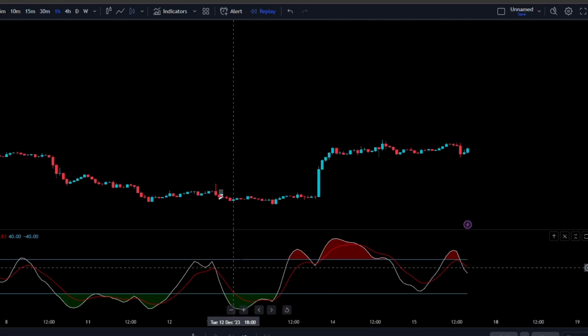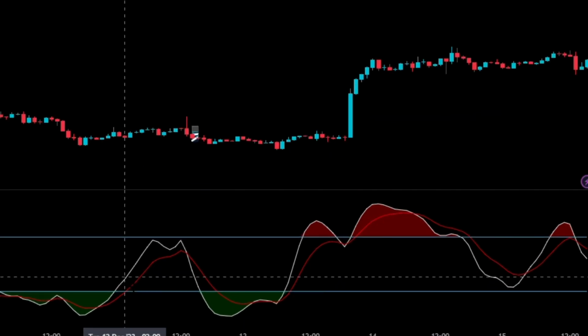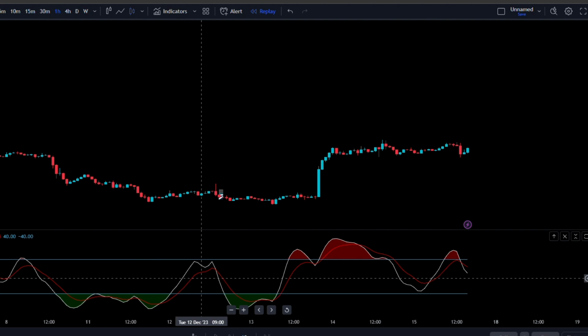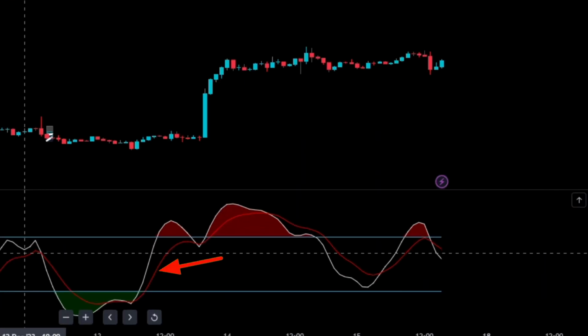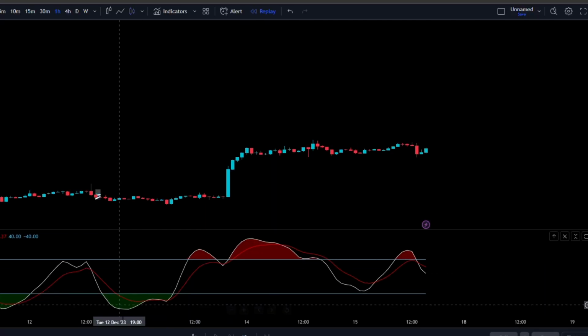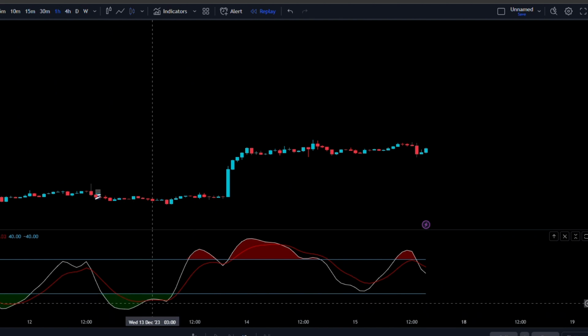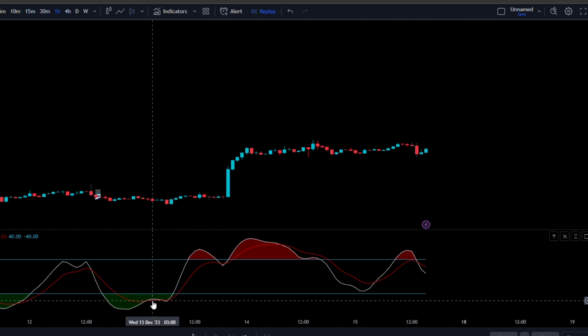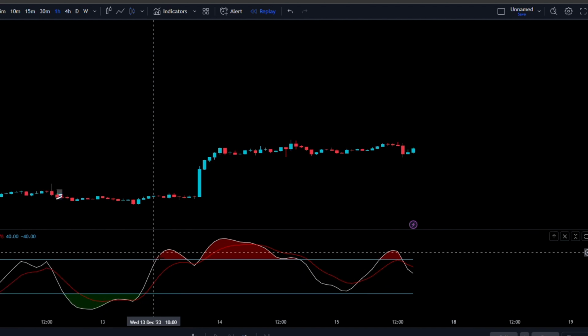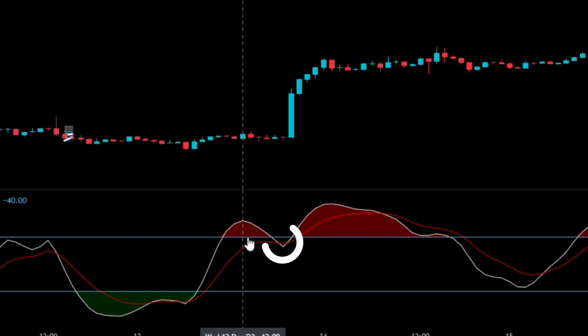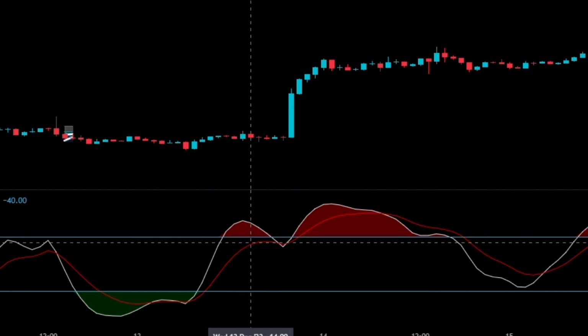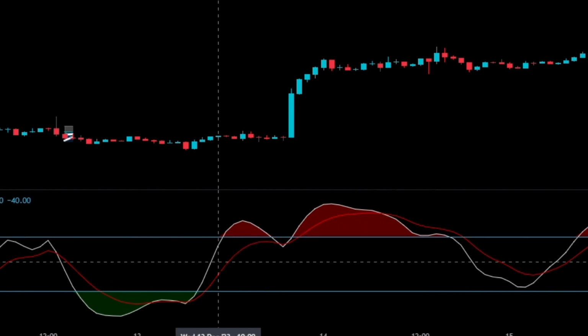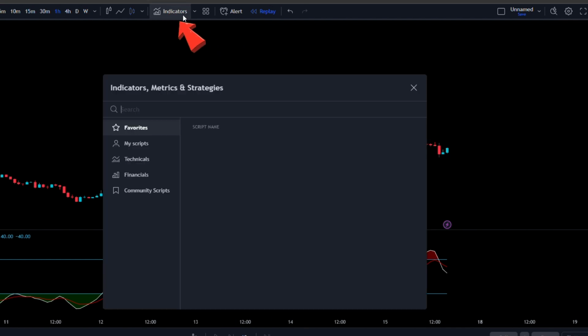Now, in addition to this, we also have the stochastic line, which is the white line, and we also have a basic EMA, which is the red line. And how we're going to be using this is when the white line crosses above the red line, when it's also oversold, that's going to be a new valid signal to go long. And once the white line crosses below the red line in the overbought area, that's a new valid signal to go short. So now let's go and get our directional indicator.